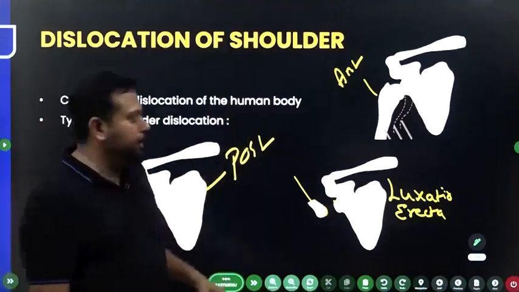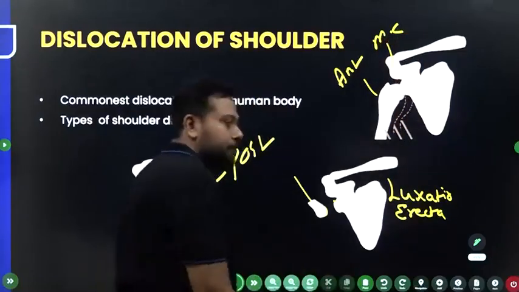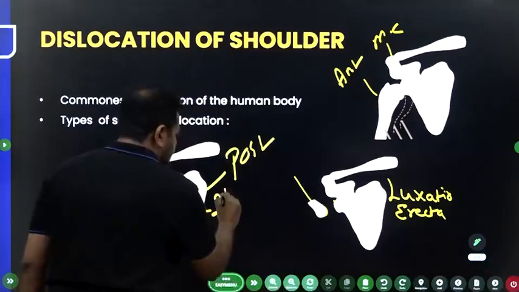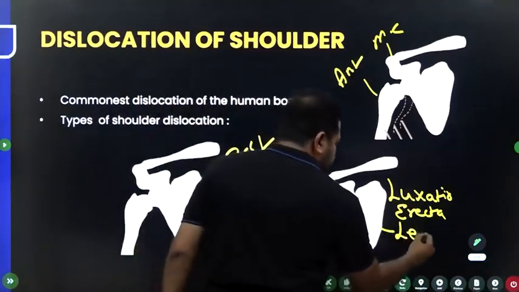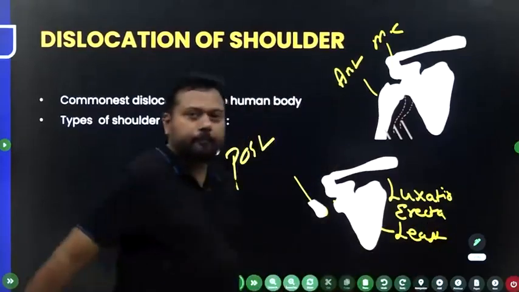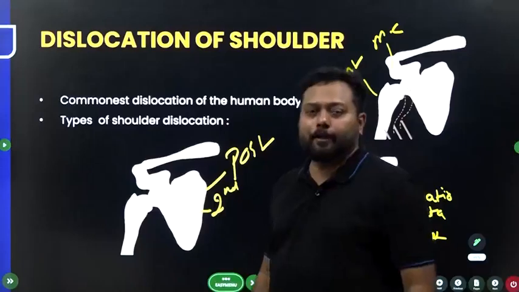So among the 3, the most common type is anterior. Second most common type is posterior. Least common type is inferior. Whenever a case comes, 99% it will be anterior shoulder dislocation.